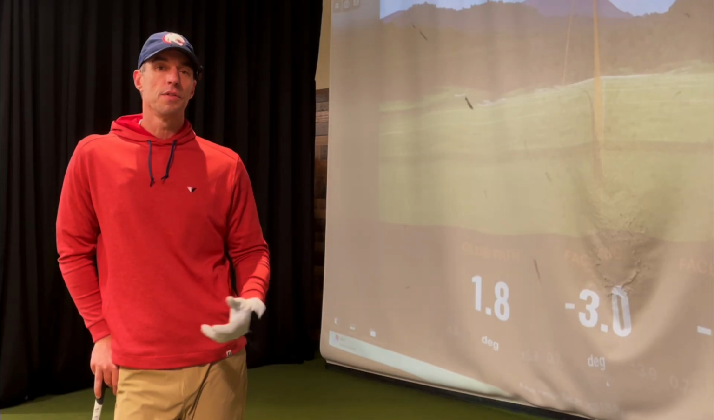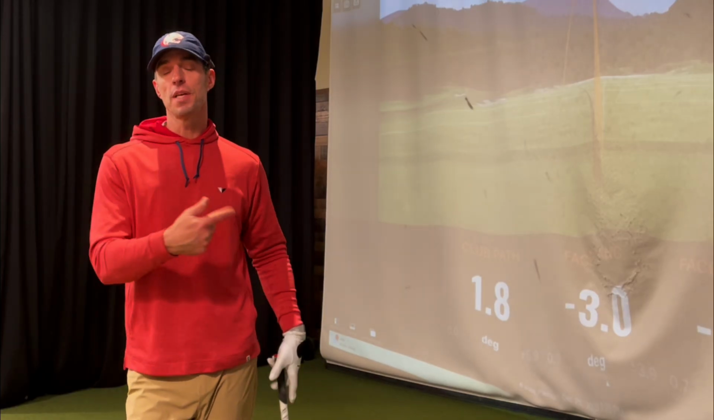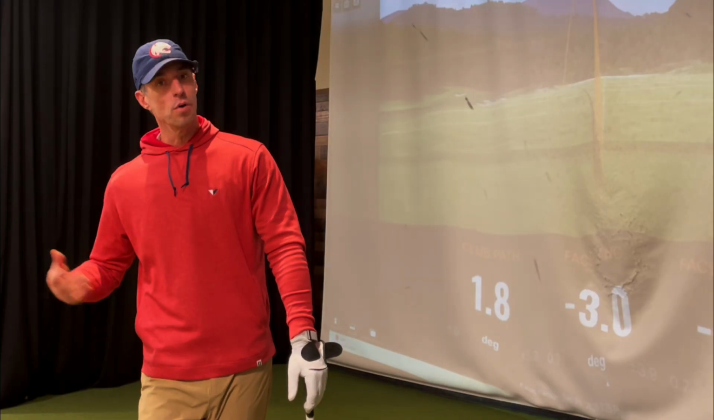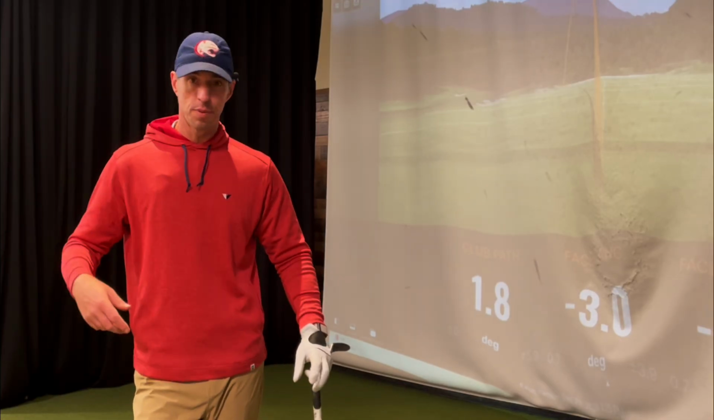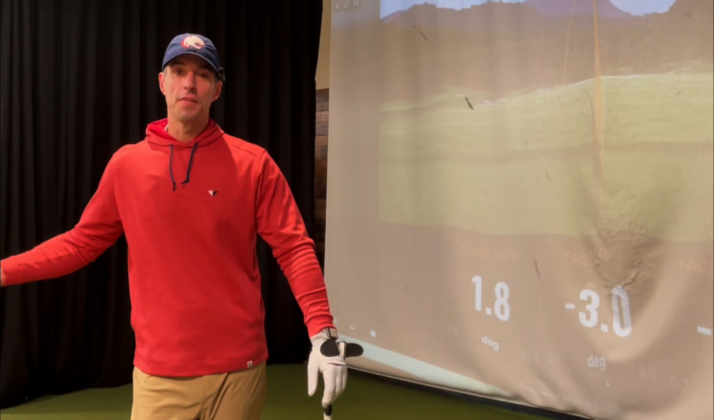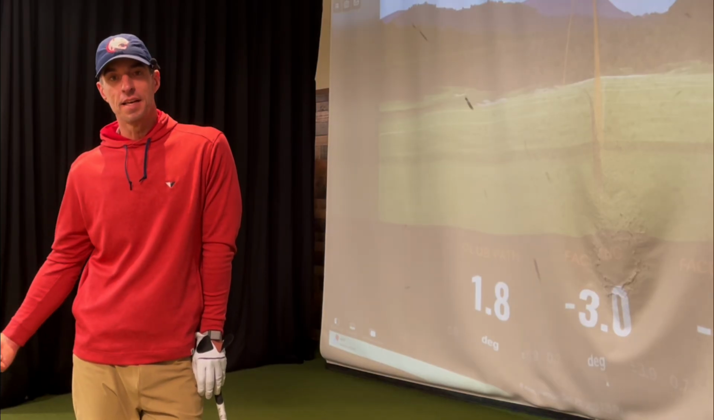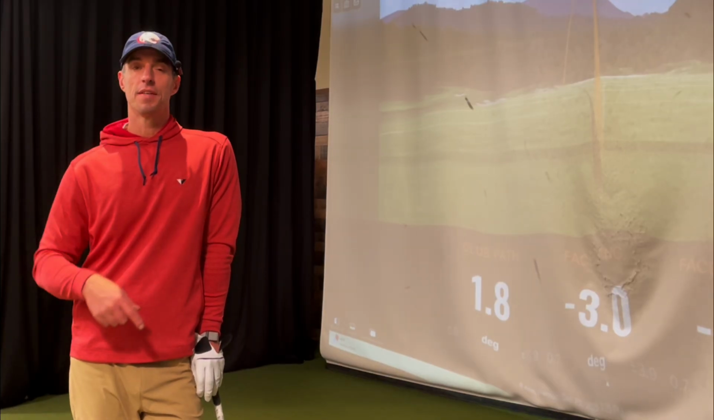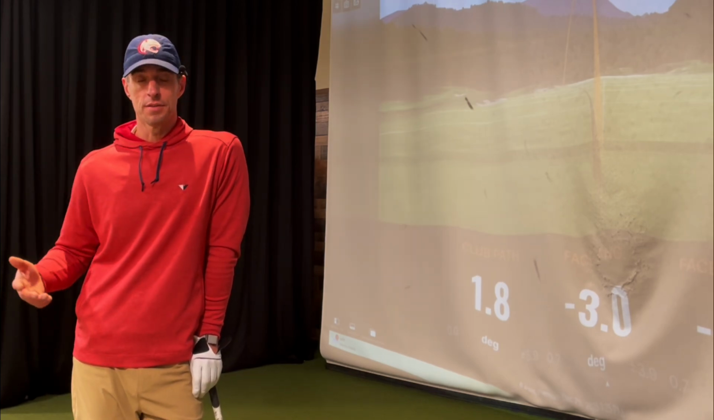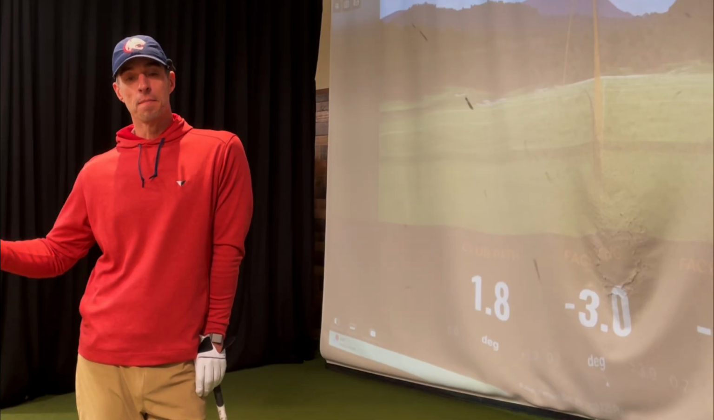The thing that I see the most often with this particular pattern is players attributing the leftwardness to over the top. They want to get the club more and more and more inside or under the plane or in the slot or whatever verbiage they pick. But at this point, they're throwing water on a grease fire. They're so far inside that they're starting to hit it left, and they're trying to be more inside.